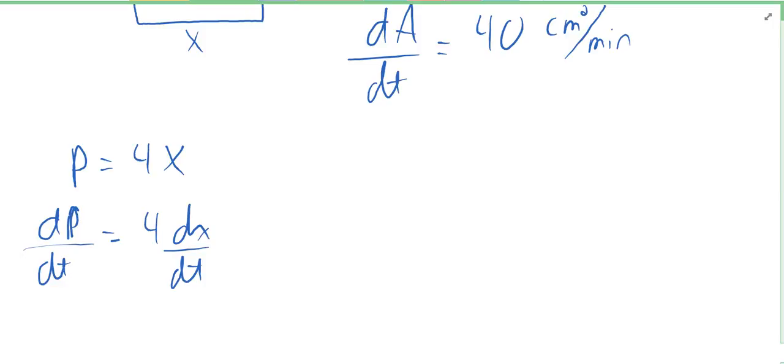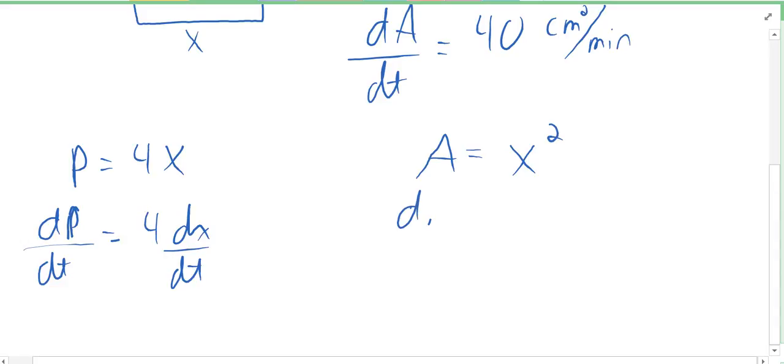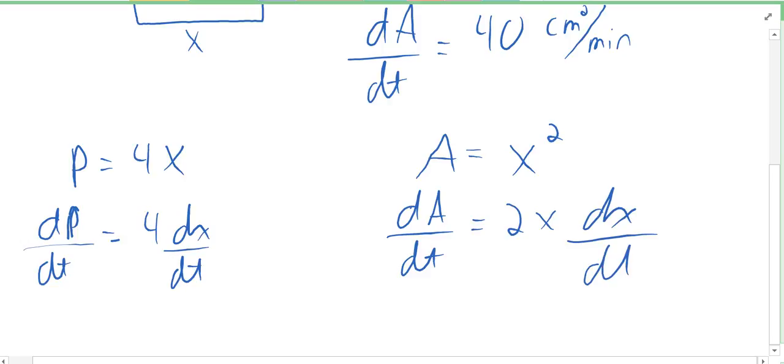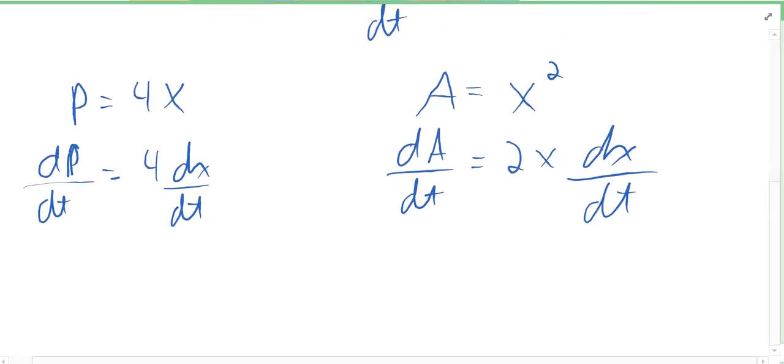And because I know how fast the area is changing, I'm going to use the area equation, which is that the area is x squared. When I derive that, I'm going to get dA/dt and dx/dt, and that'll allow me to find dx/dt. Okay? A lot of dt's being thrown around here. But when we derive this, you get dA/dt equals 2x dx/dt. Okay? We know dA/dt is 40.